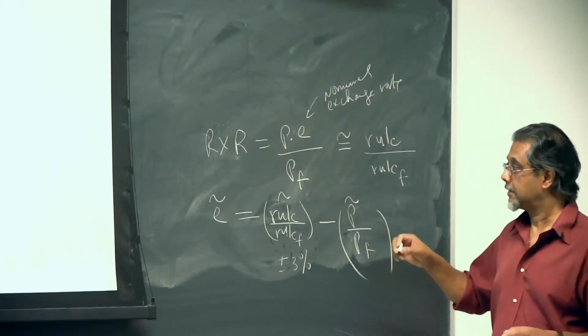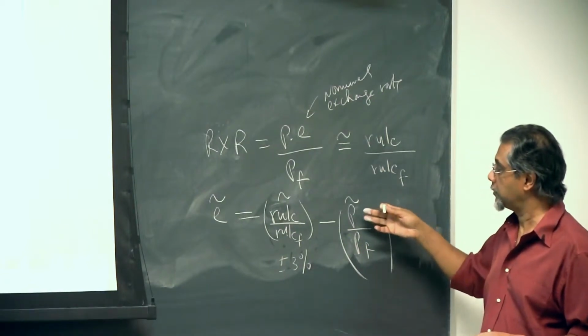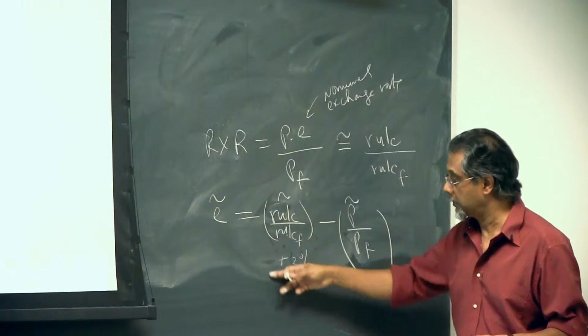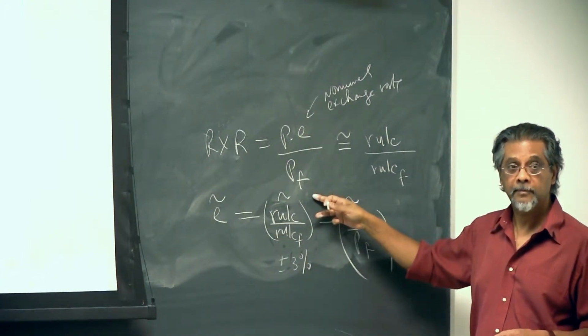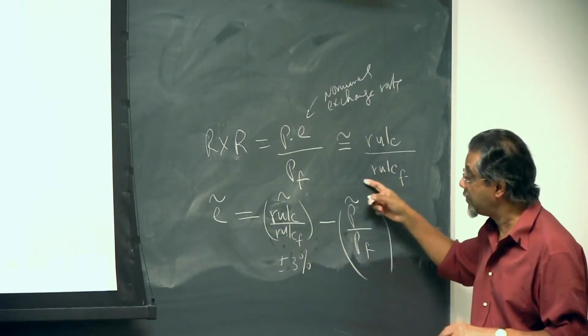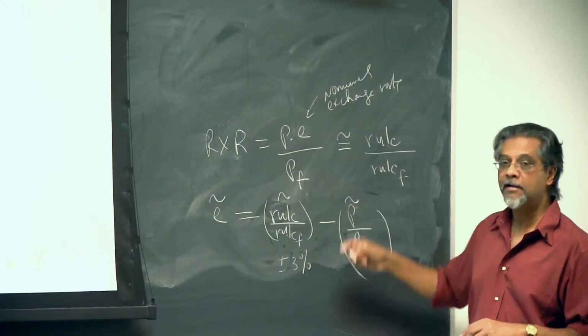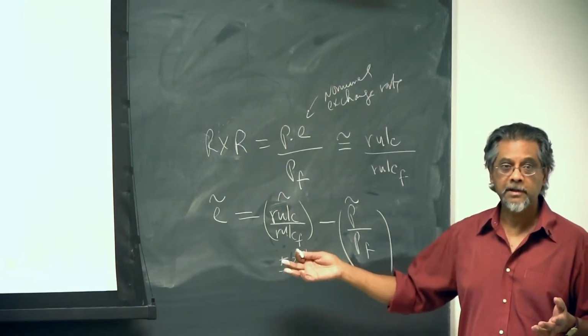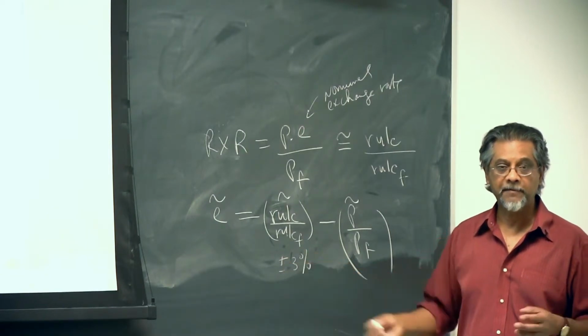That implies that countries, if they have low relative inflation rates, this part will dominate. But if they have high relative inflation rates, the inflation rates will dominate. That's a necessary consequence of the argument itself.